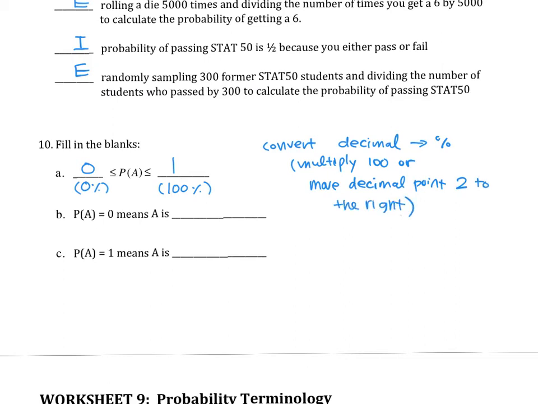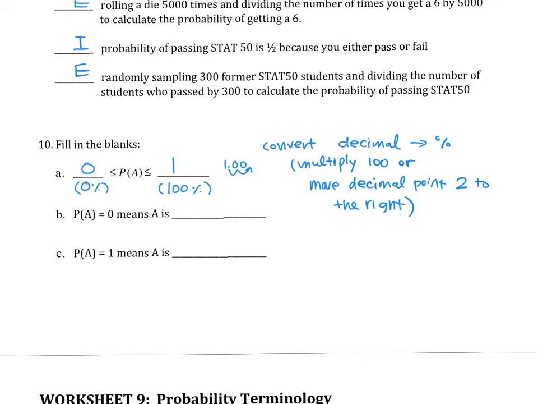So 1 is the same as 1.00. So like 1.00, move your decimal 2 to the right. So it'll be 100, which is 100%. So these are two good markers. You know that 0 is 0%, that's easy. But I want you to remember 1 is equivalent to 100%. These are two extreme probabilities.